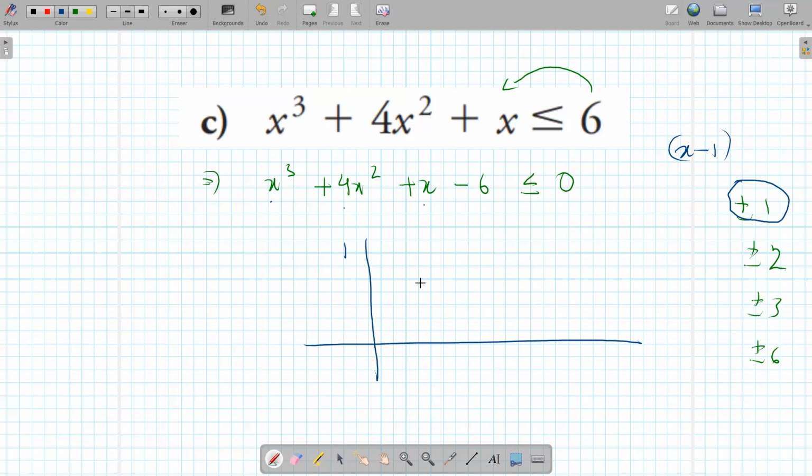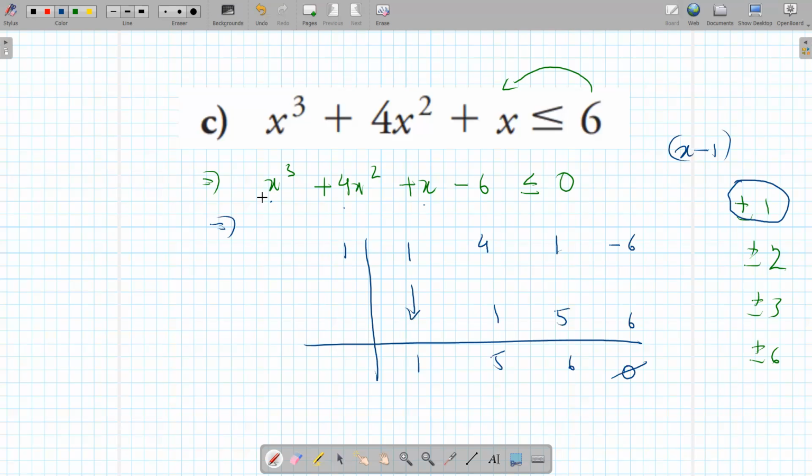What are the coefficients? 1, 4, 1, and -6. 1 is going to drop as it is. 1 times 1 is 1. Add them, 5. 5 times 1 is 5. Add them, 6. Positive 6 plus -6 is 0.